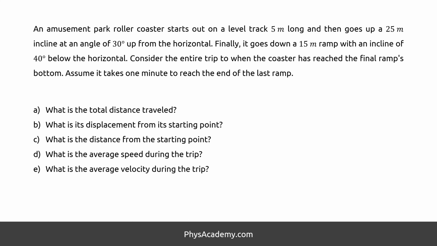An amusement park roller coaster starts out on a level track 5 meters long and then goes up a 25 meters incline at an angle of 30 degrees up from the horizontal. Finally, it goes down a 15 meters ramp with an incline of 40 degrees below the horizontal. Consider the entire trip to when the coaster has reached the final ramp's bottom. Assume it takes 1 minute to reach the end of the last ramp.